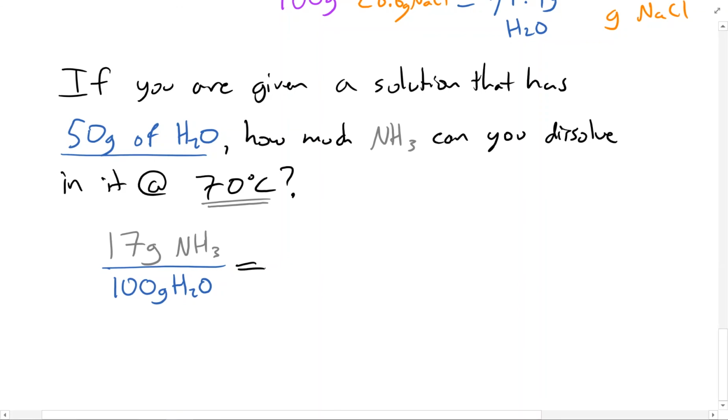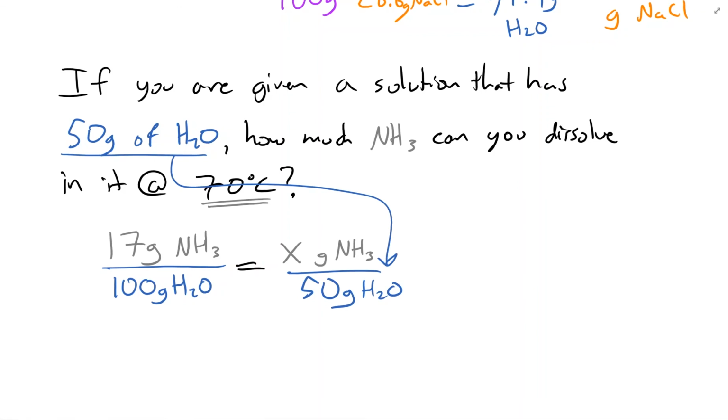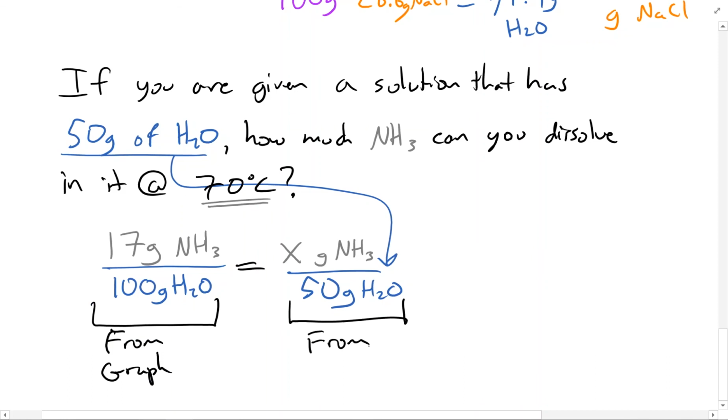So that is equal to whatever we have here. Our question is, how many grams of NH3 can we dissolve? And on the bottom, we would put 50 grams of water because that's what we are being asked for, right? That's from the question. So remember, whenever we do these problems, we're always going to have two sides. We're going to have this side that's from the chart or from the graph of knowns, and we're using a proportion to set that up proportionally to the question, so from data, the question we're given, right? And in this case, we're going to solve for the grams of ammonia.